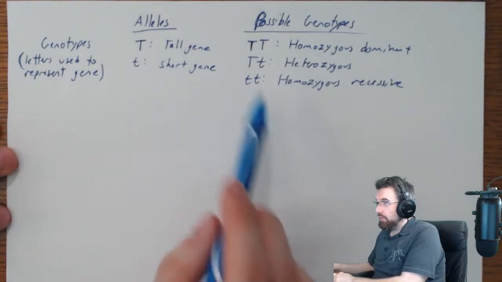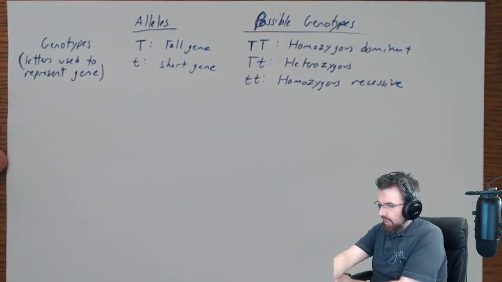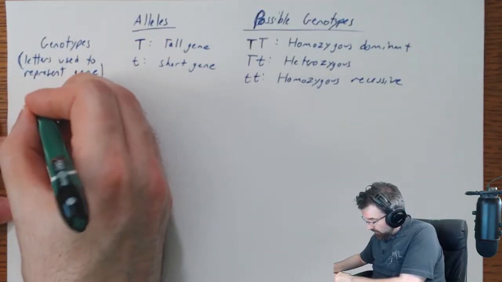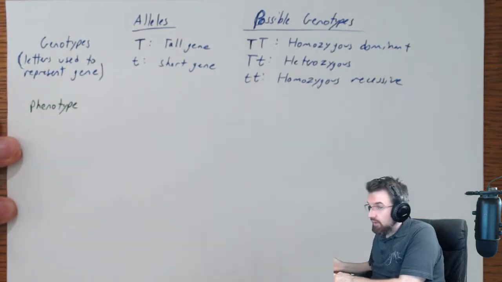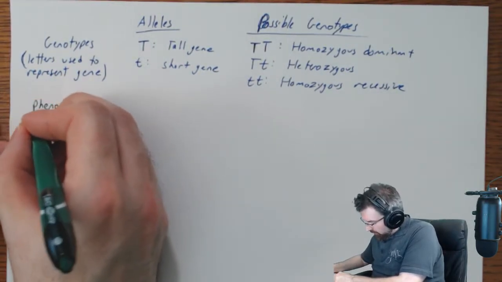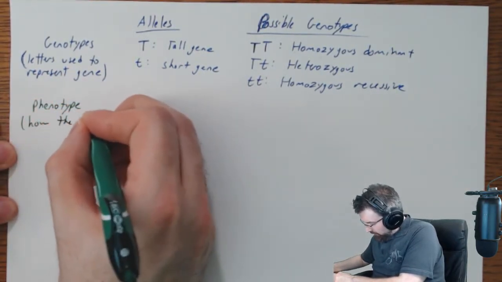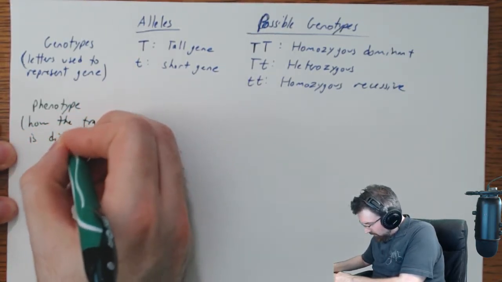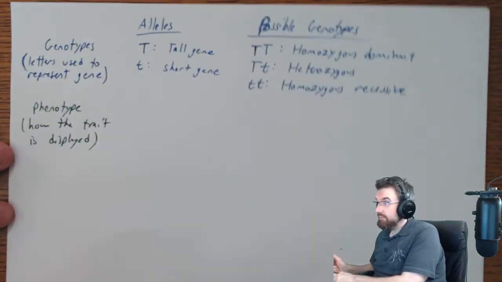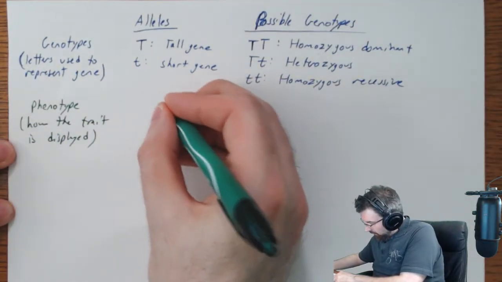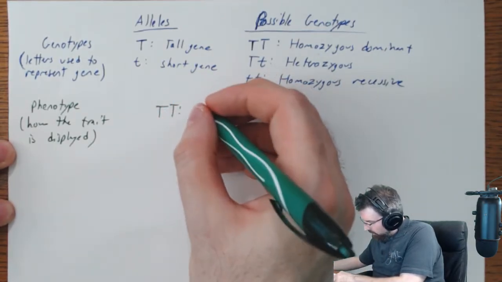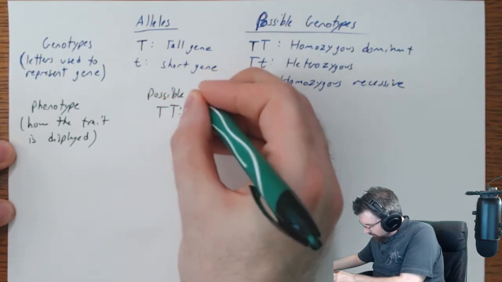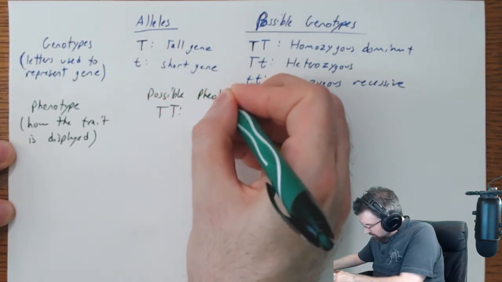So these are all the possible genotypes. And now phenotype is what Mendel was observing. Phenotype is how the trait is displayed, I guess. Like what we end up actually seeing, right? And for TT, the plant ended up being, I'll call this possible phenotypes here.